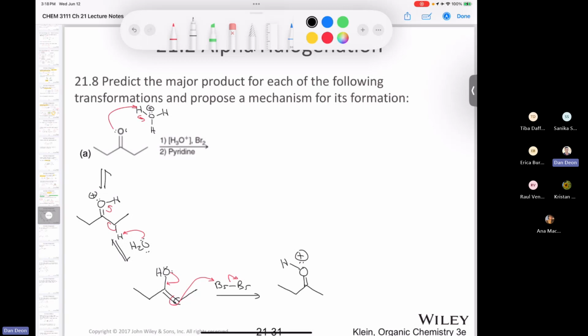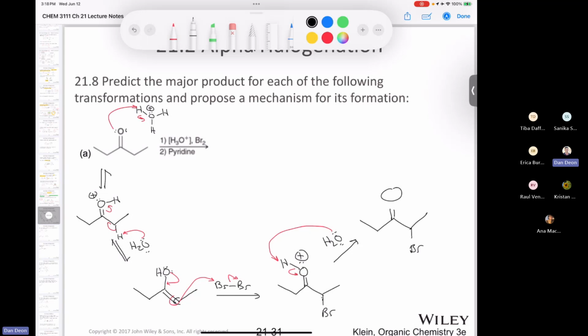There's our oxonium ion. We've added the bromine, like that. And so the next thing is going to be a proton transfer. Water is going to come in as my base this time, and it's going to pick up that proton from the oxonium, and that is going to give me my alpha bromo ketone, like that.